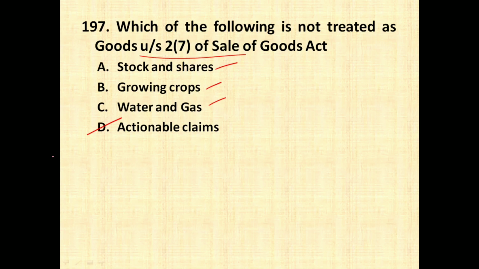In the Sale of Goods Act, all the movable properties are taken into consideration except actionable claims and money. But old money, that is old currency or old coins, can be treated as goods under the Sale of Goods Act, while the present currency cannot be treated as goods.